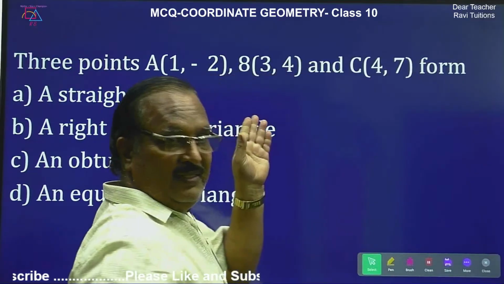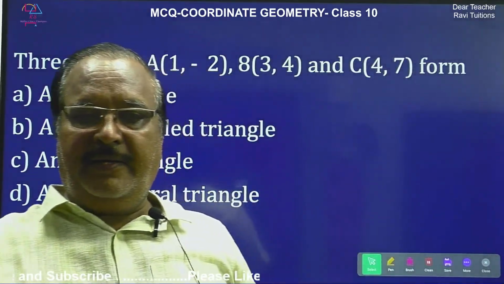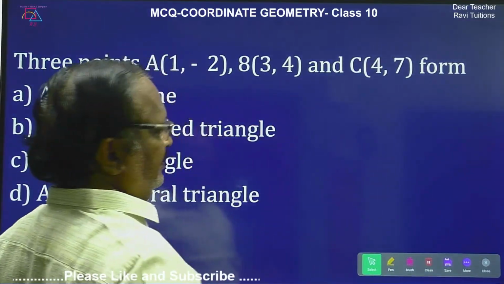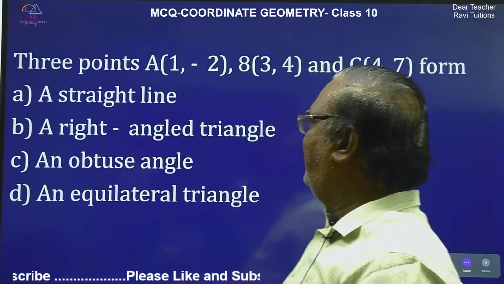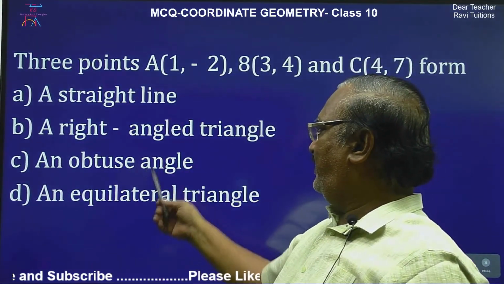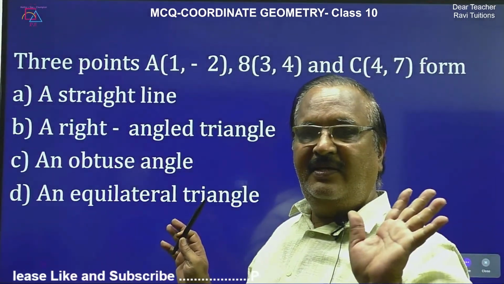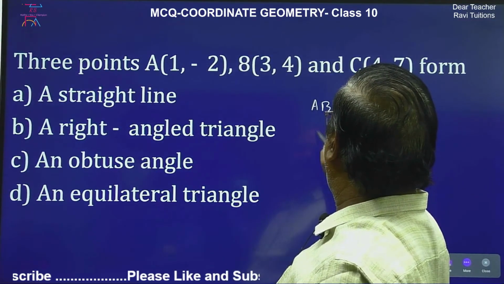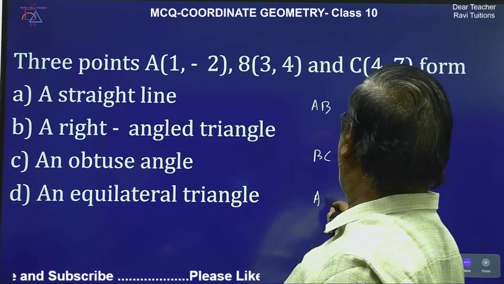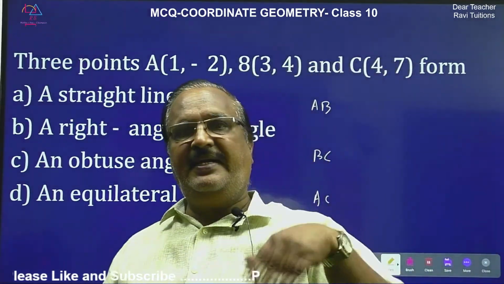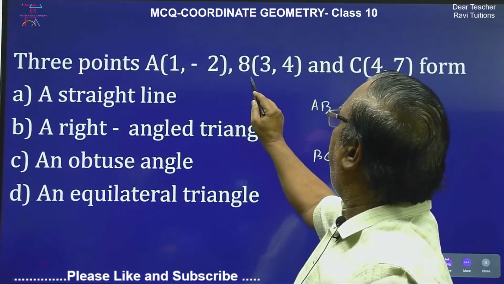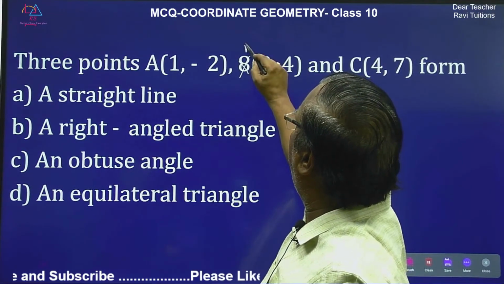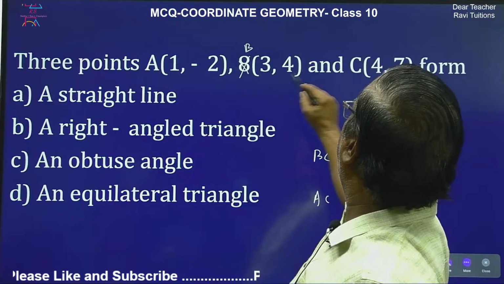Now, this one. And A, B, C form what? A straight line, a right triangle, an obtuse angle triangle, equilateral triangle. For all the answers, you need to find out AB. You need to find out AB, you need to find out BC, and you need to find out AC. The 3 sides of the triangle. AB, okay, this is not 8, this is B. So, AB and BC and AC.